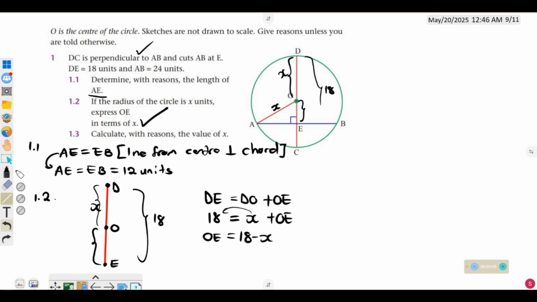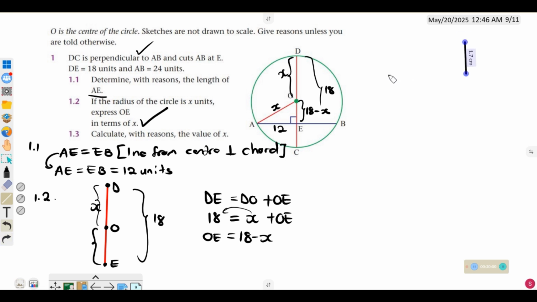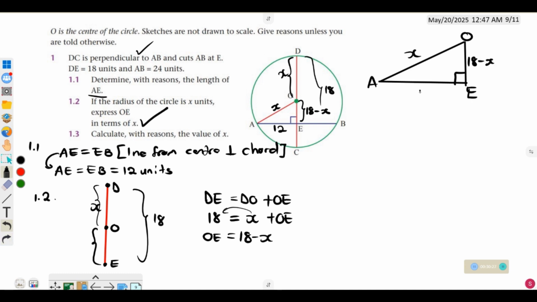Calculate with reasons the value of x. Again, Pythagoras theorem comes into action. Remember, this one we found to be 18 minus x, and this one we found to be 12. Now it's complete. If we look at our triangle, we have a 90 degrees there. This is O, that's A, and that's E. So this is 18 minus x, that's x, and that's 12.